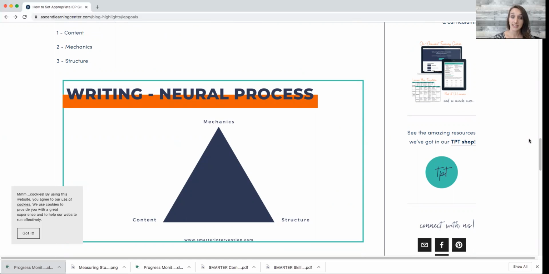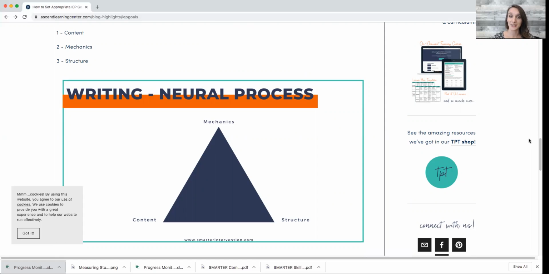And so one of the things that we need to look at is a student's content. Can they get ideas out on paper? How are they organizing that content? Is it organized effectively? Then we want to take a look at structure. Are they putting their sentences together in a grammatically correct way that makes sense?